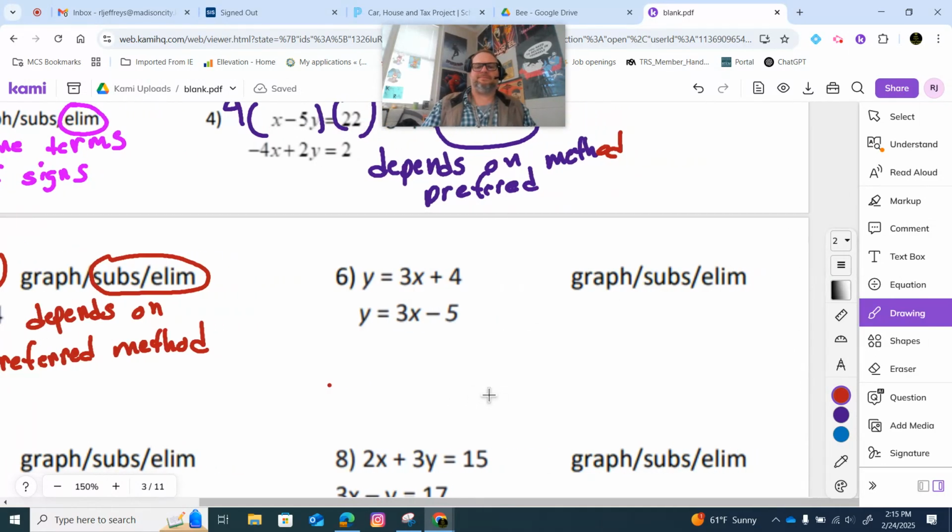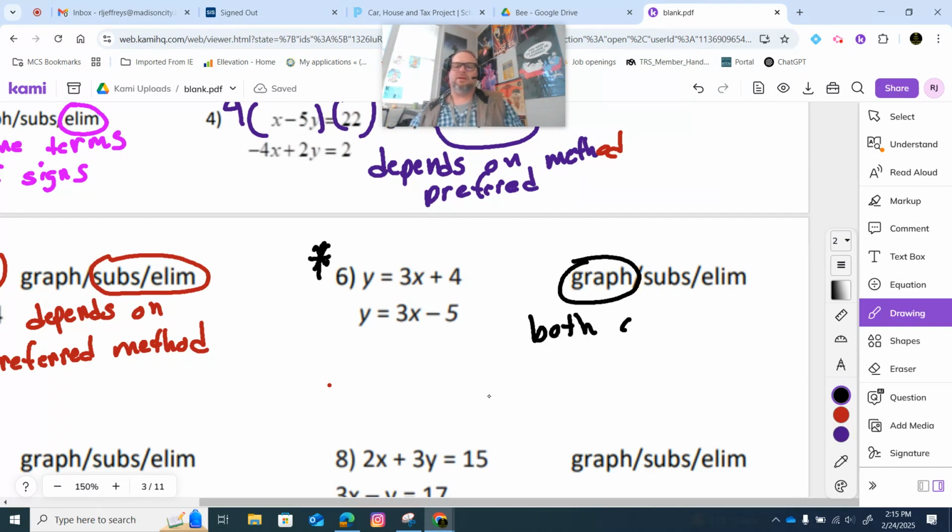All right. Now, number 6. Do you think number 6 has a straight up Captain Obvious answer? Yeah, this one does. Okay, this one would be graphing. Okay, why? Both are y equals. Okay, so they're both y equals. That's why it would be something like that.